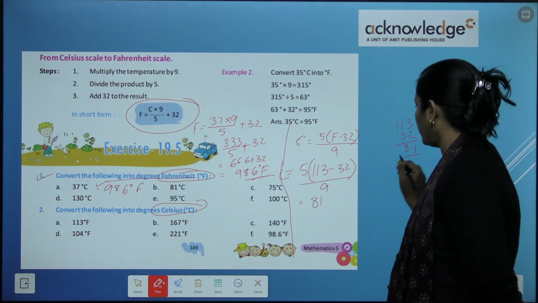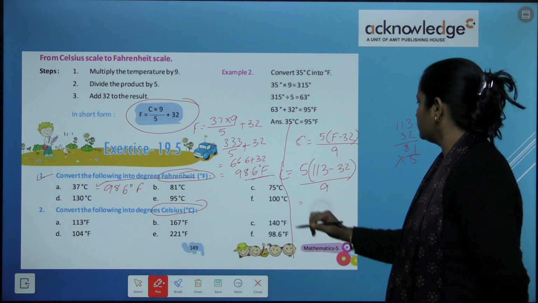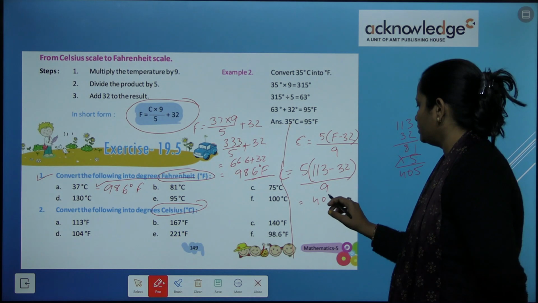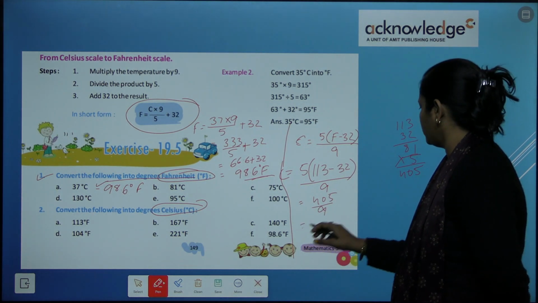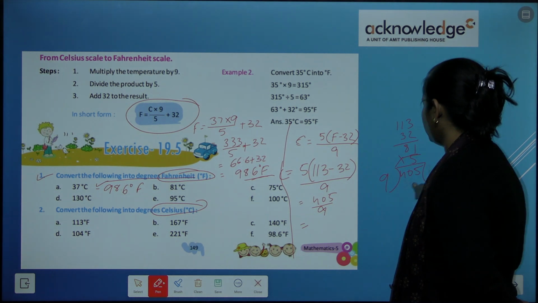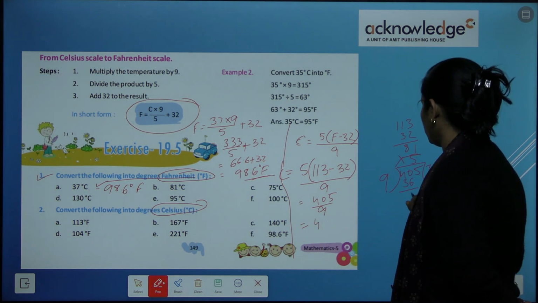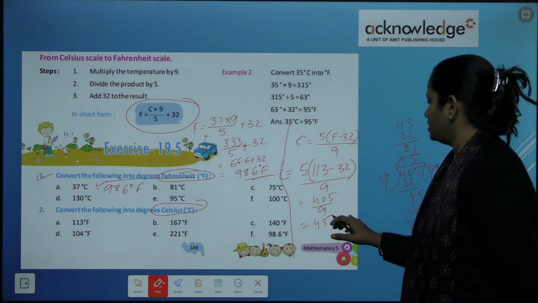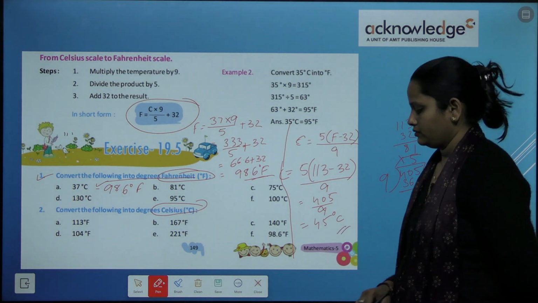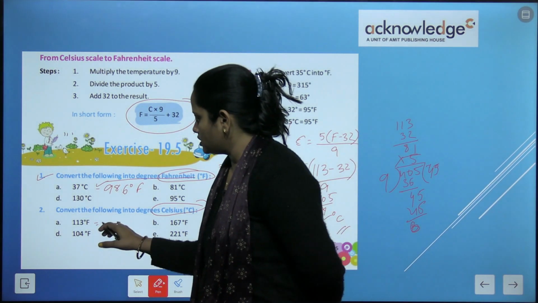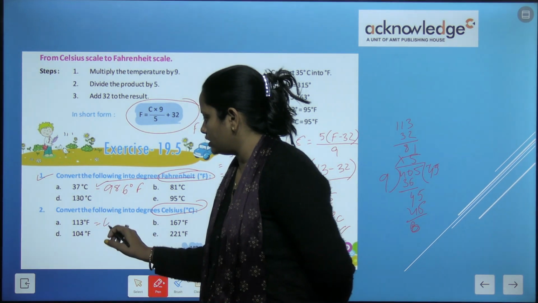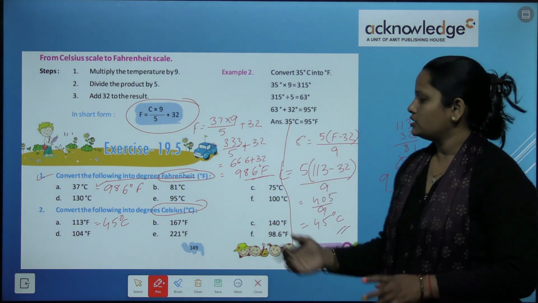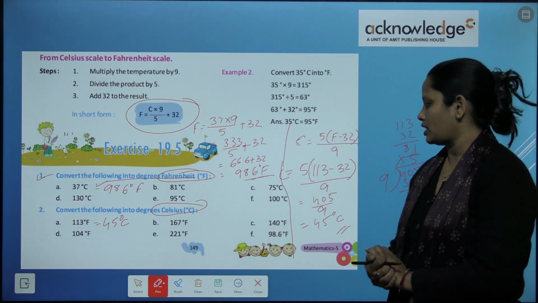Now 81 multiply 5, it will be 405 upon 9. Let's divide it by 9. 45 times 9 is 405. So here it will be 45 degree Celsius. So the answer is 45 degree Celsius. This is the answer of this question. Similarly, children, you have to do the rest questions that are given here.